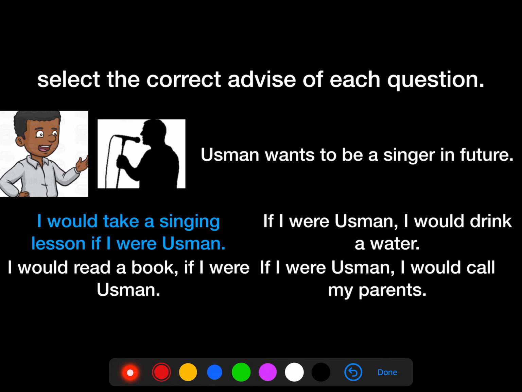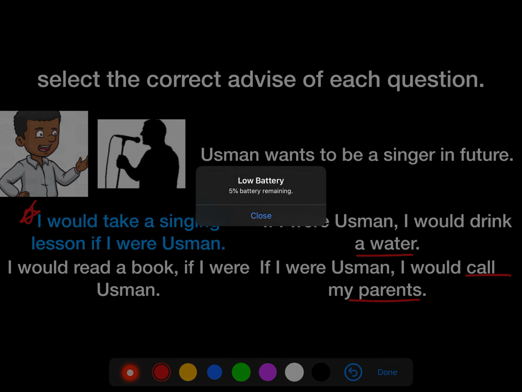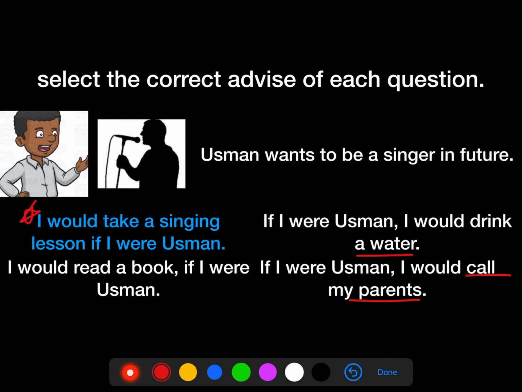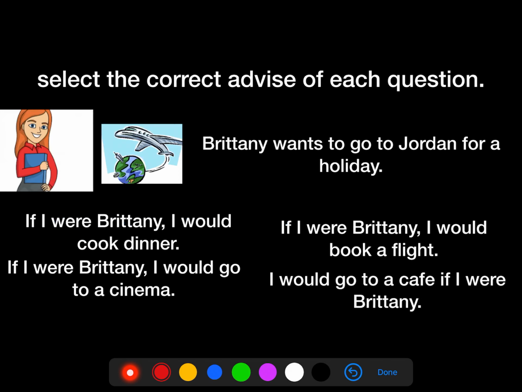The answer is singing lesson. The best and correct advice for Usman at the moment is singing lesson. So the answer is I would take a singing lesson if I were Usman. So you're imagining that you are Usman, and a singing lesson would make you a singer much faster than drinking water or calling Usman's parents or reading a book. Singing lesson is the best advice for Usman right now. Very good. Now let's move on.